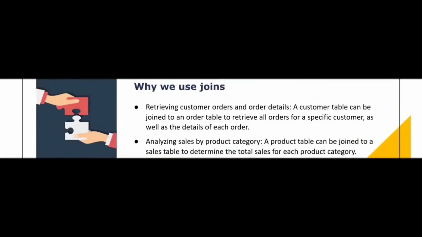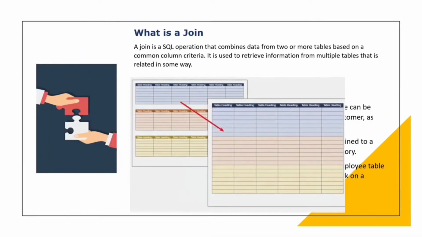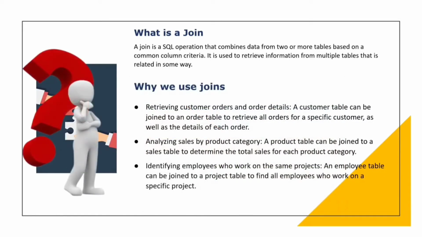What is a join? As the name says, it is a way of combining data from two or more tables based on a related column between them. This allows you to query the data from multiple tables as if they were all present in one table. So why are we using joins?